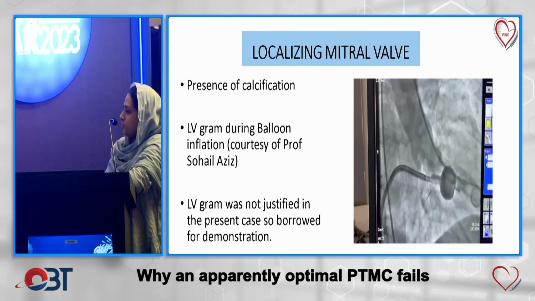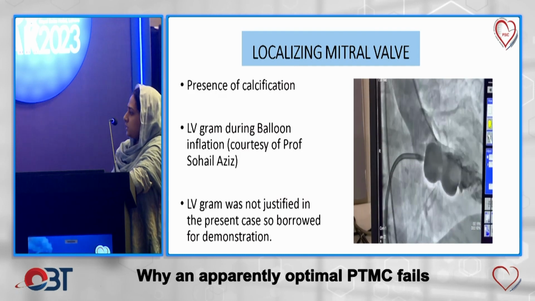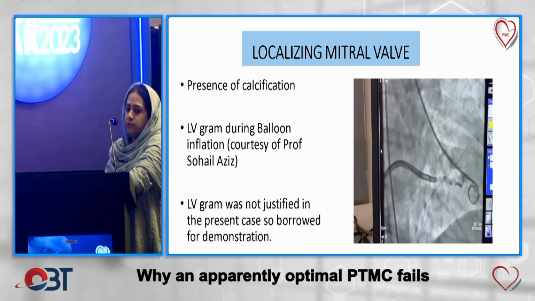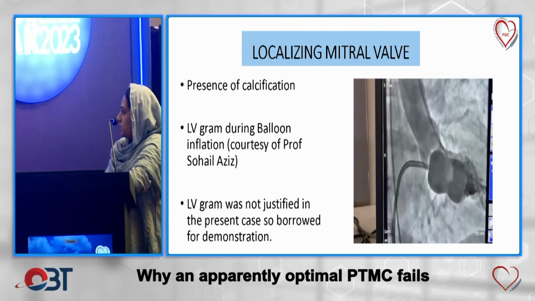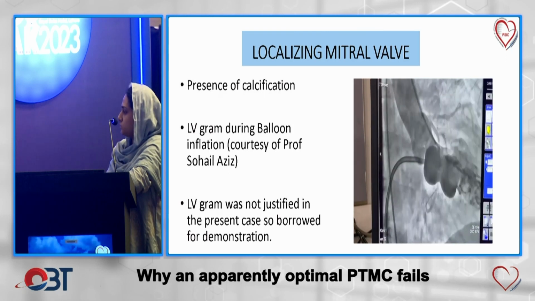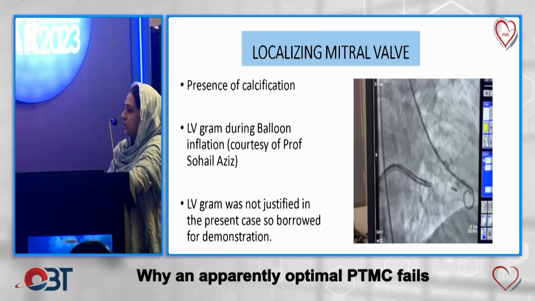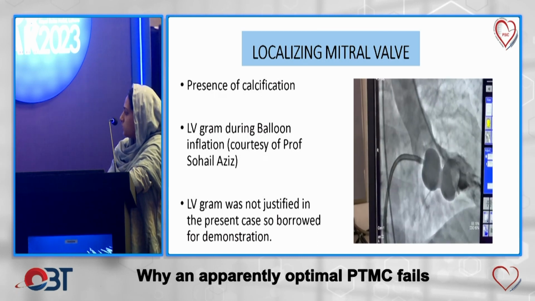So localizing the mitral valve is of paramount importance while performing PTMC. You can take help from the presence of calcification, as we did, or you can perform an LV gram during balloon inflation. We didn't do the latter because it was not justified, as the calcification was quite visible and the patient had a slightly impaired LV. Thanks to Dr. Sohail Aziz for providing us with this video.